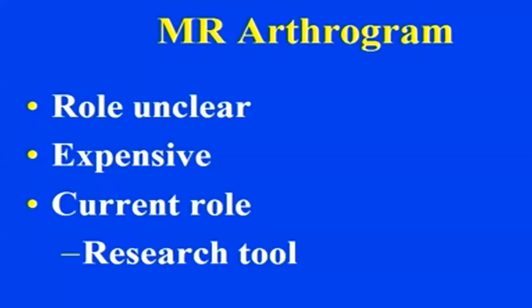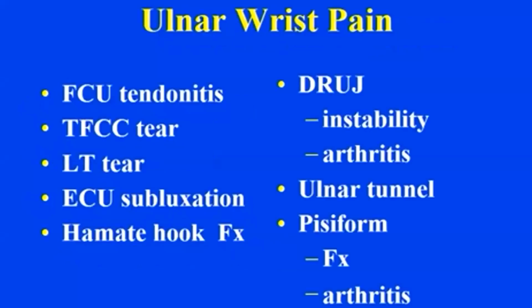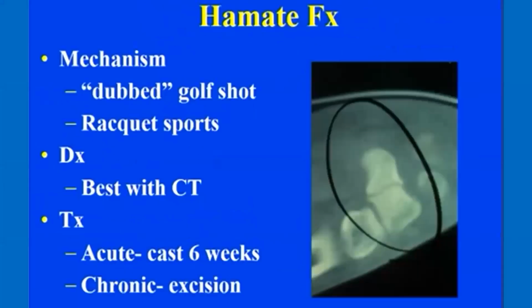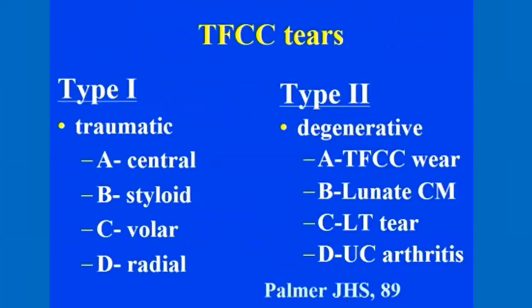I'm going very quickly. I'm so sorry, but we have so much to talk about. Don't forget about hamate fractures. Know about the triangular fibrocartilage, the two different types, type 1 and type 2. We spoke about ulnar.